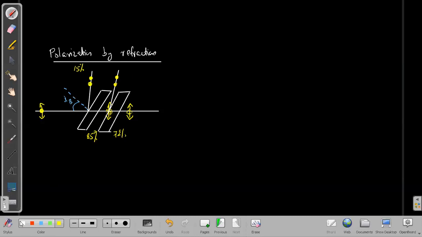And if you keep a glass slab again parallel to the first glass slab, the reflected light would be completely polarized.